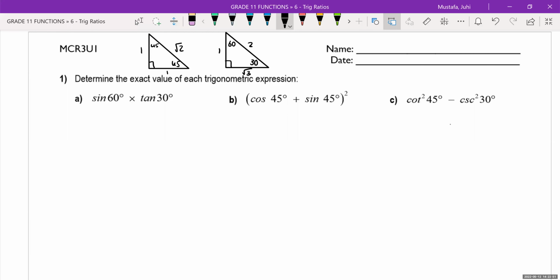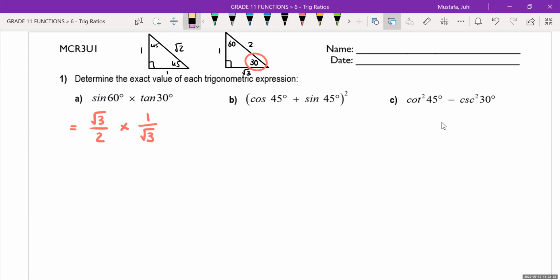Okay, so for question number 1, it says determine the exact value. Whenever you see the words exact value, it means put your calculators away. You will not need them at all for each trigonometric ratio. So we're definitely going to be using our triangles. Sine 60, I locate 60 degrees and I say sine is opposite over hypotenuse. So it's going to be root 3 over 2 times tan 30, I locate 30, and tan is opposite over adjacent. So it's 1 over root 3.